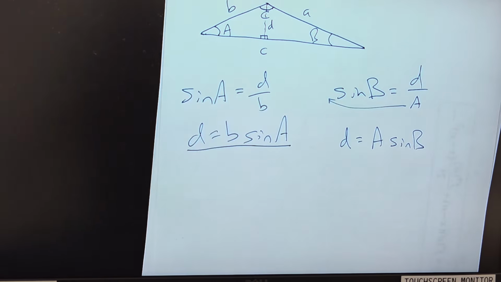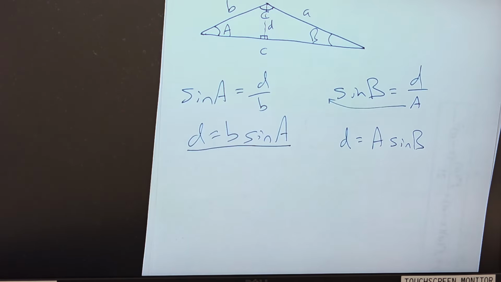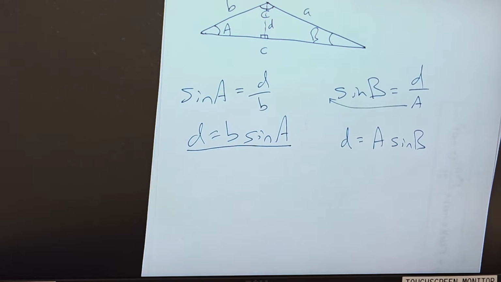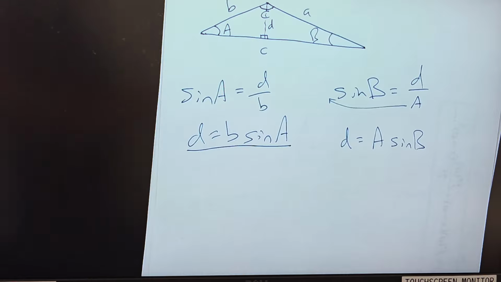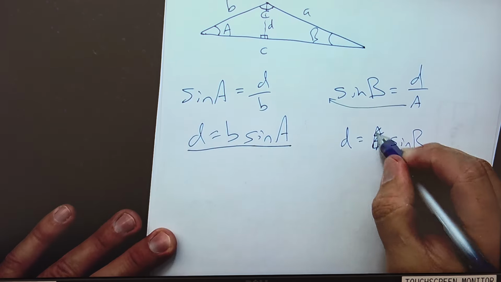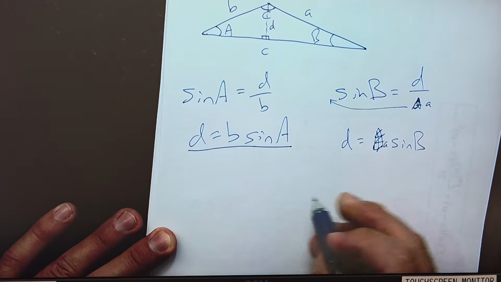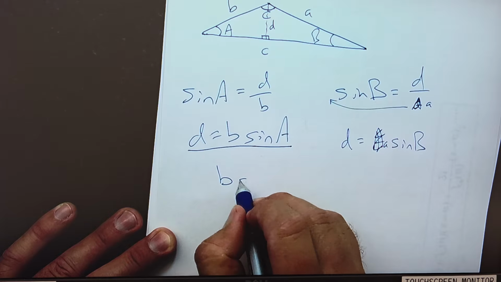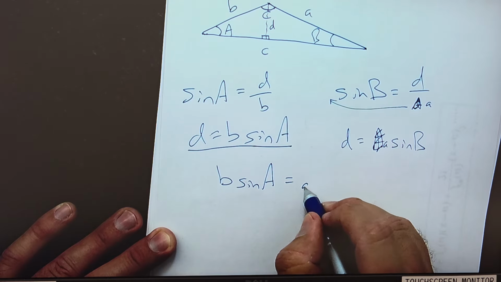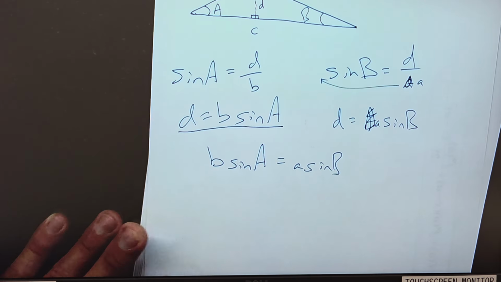Okay. Do you all agree with me that D equals D in this triangle? In fact, everywhere in the universe. So if D is B sine A and D is A sine B, what must be true about these two things? Why did I make this a big A? Okay. So then B sine A equals A sine B.